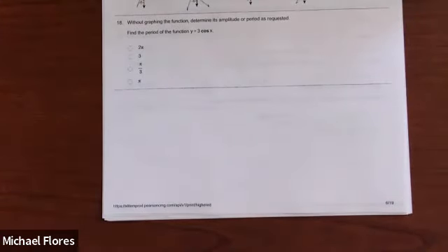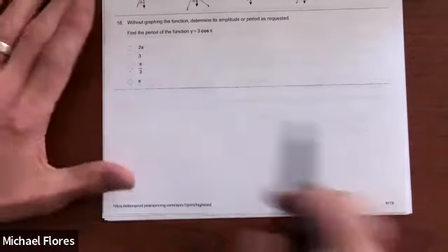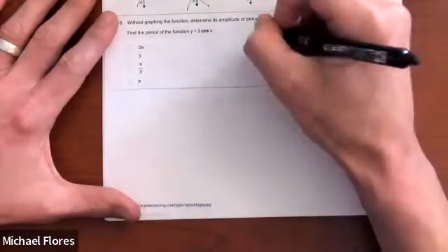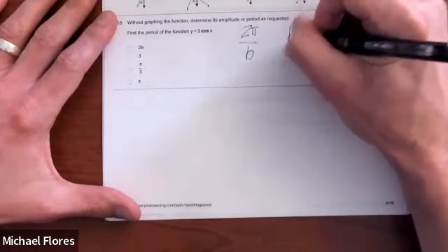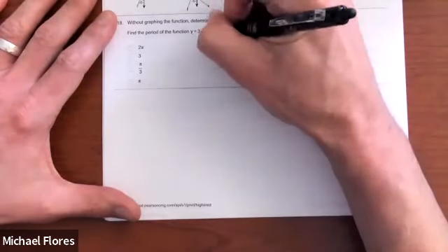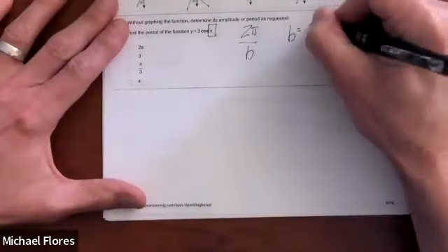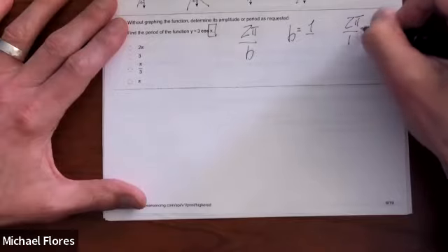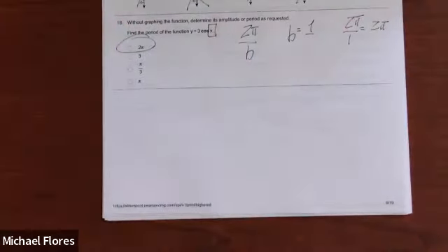Without graphing the function, determine its amplitude or period as requested. Find the period. Oh, thank goodness. These are so much easier. Find the period of the function y equals 3 times cosine of x. Remember, to find period, it's 2 pi over b. Our b value here is the number in front of x. There is no number visually that we can see. So it's 1. And 2 pi over 1 is 2 pi. That's your period.